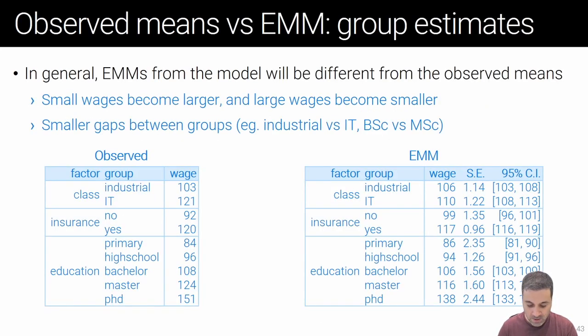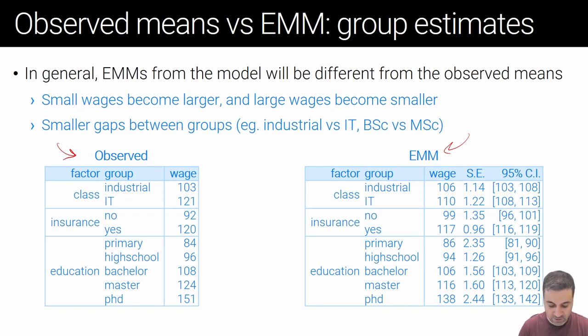Let me show you an example. In general, these estimated marginal means from the model will be different from the observed means, from the raw scores we get in our data, because it's based on a model, and because it's based on a model, it's going to start controlling for interactions, imbalances in the data, etc. So for example, here on the left, we have the observed scores for an average wage in industrial or IT, no insurance or yes insurance, or each of the education levels. Here on the right, we have the estimated marginal means in the complex model we saw earlier, in which we have all these main factors and interactions.